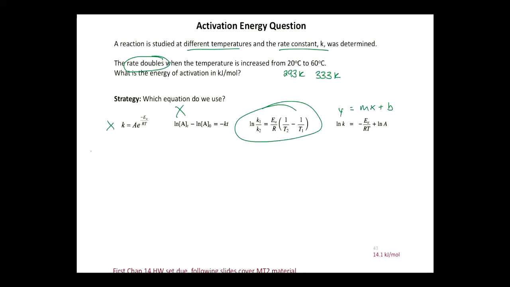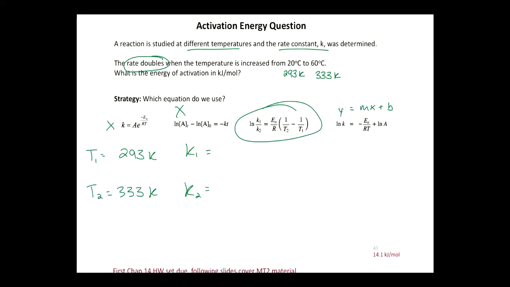So I tell you that our first temperature is 293 Kelvin, and then our second temperature is 333 Kelvin. But technically, I didn't give you any rate constants, right? I didn't give you a rate constant. I didn't give you how fast this reaction goes. So we have to infer it. I do tell you that this rate doubles. The reaction doubles in speed going from temperature 1 to 2.